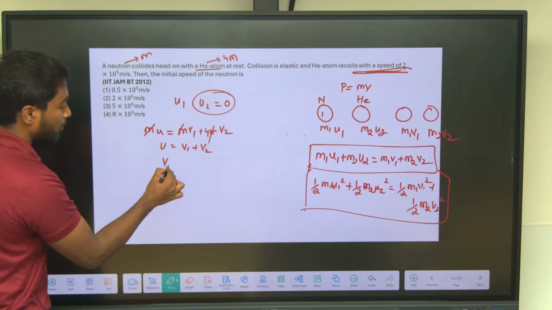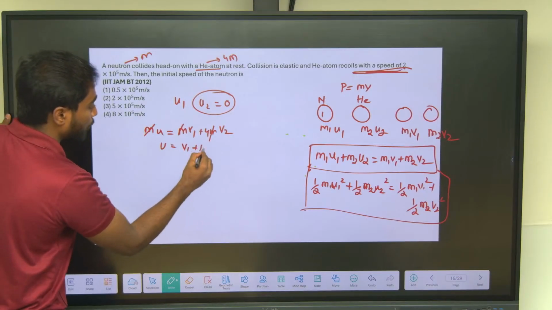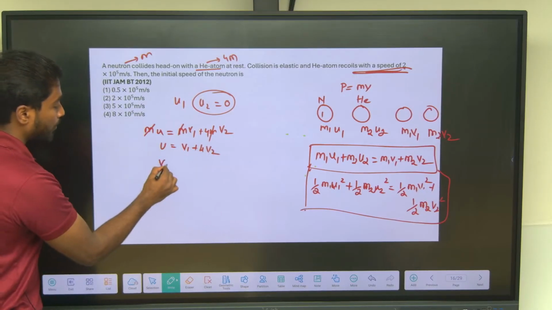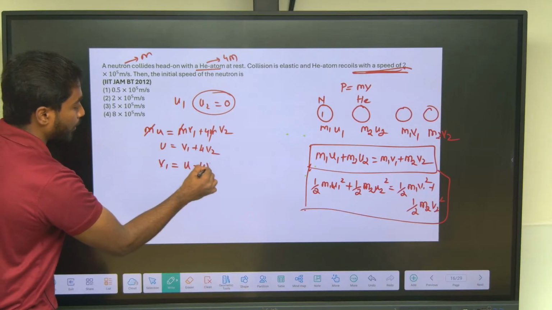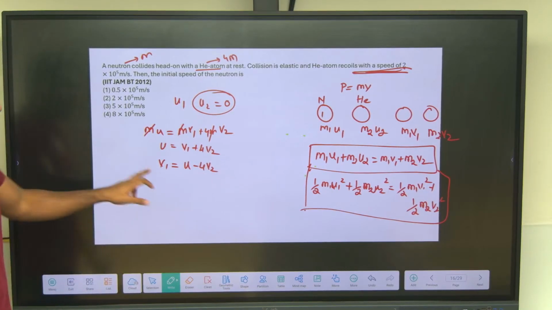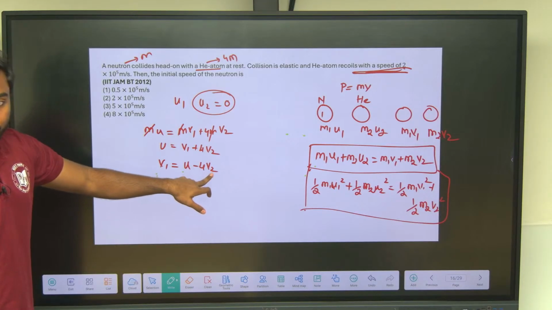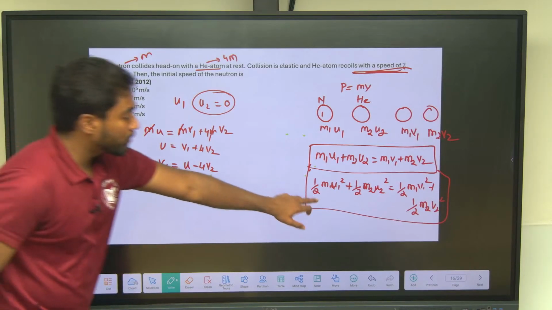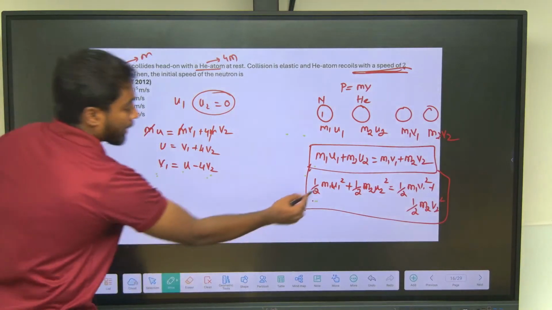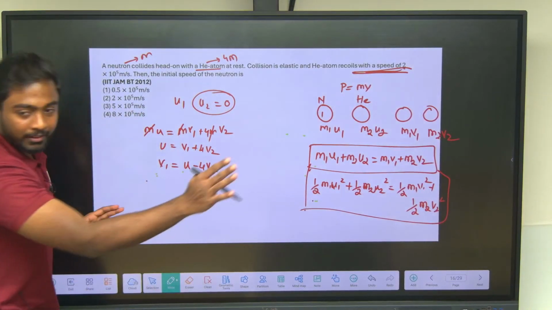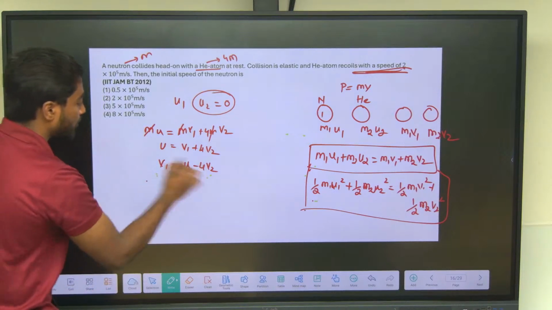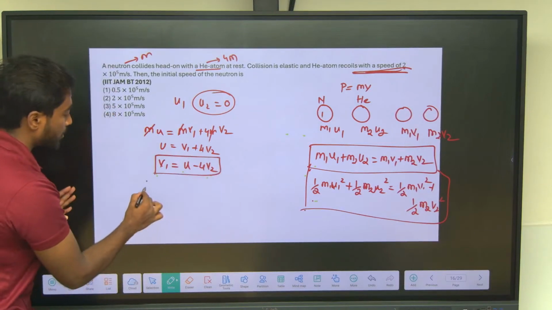So v1 will be equal to u minus 4v2. Can I write that? Okay. I don't know v2, so v1 I can write using u and v2. Now I can use this relation also. Again, 1 by 2 I can take commonly outside and cancel it out. So this is equation 1, I will keep.